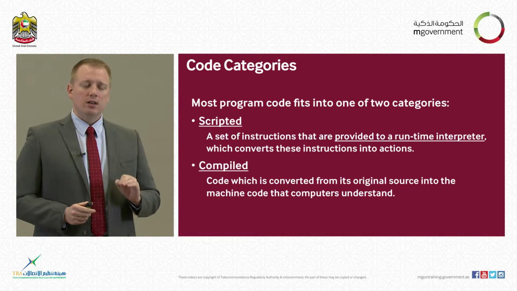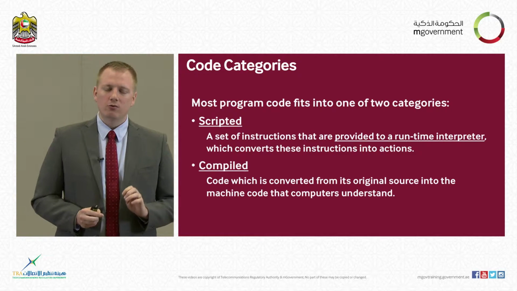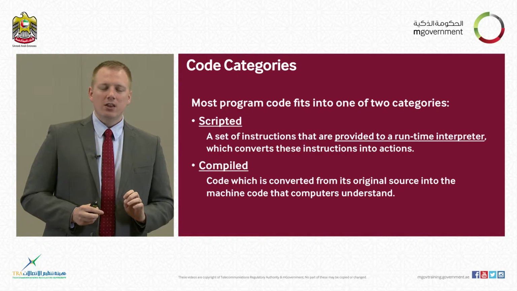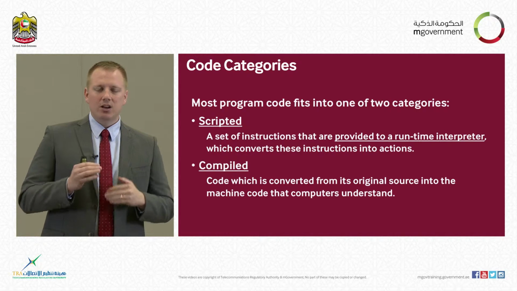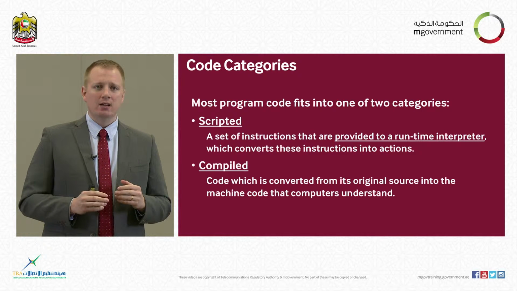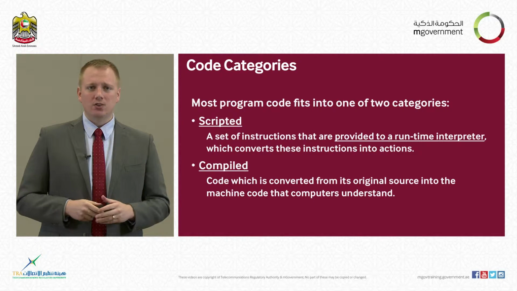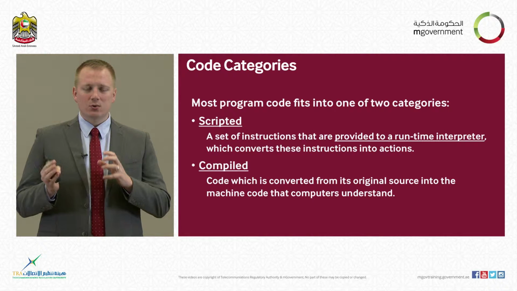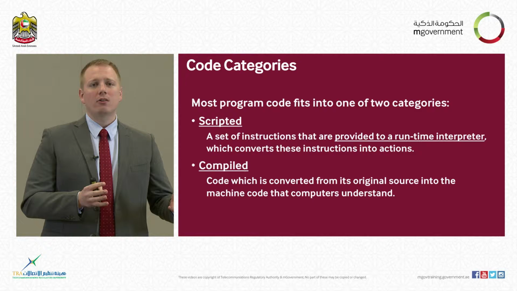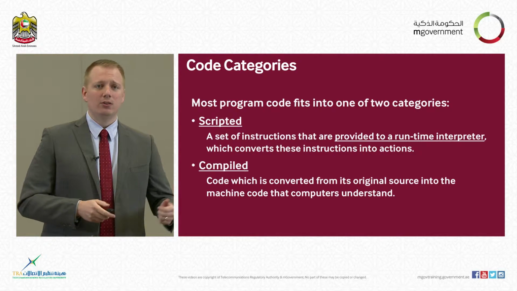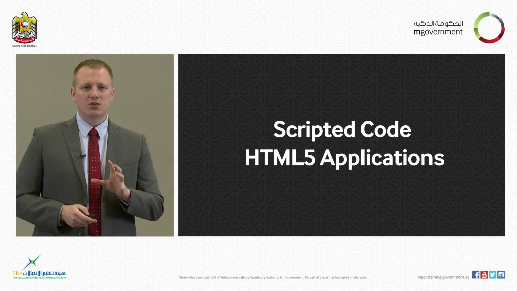Scripted code, the important difference to understand, is that this code requires something called a runtime interpreter. This is a program that takes the code that a programmer has written and converts it as the program is running into the machine code that is needed to be understood. Compilers, on the other hand, will take that source code and put it into the machine language ahead of time. That's why we are referring to that set of code as compiled code. So let's dig a little bit deeper into these. And let's start with scripted code.